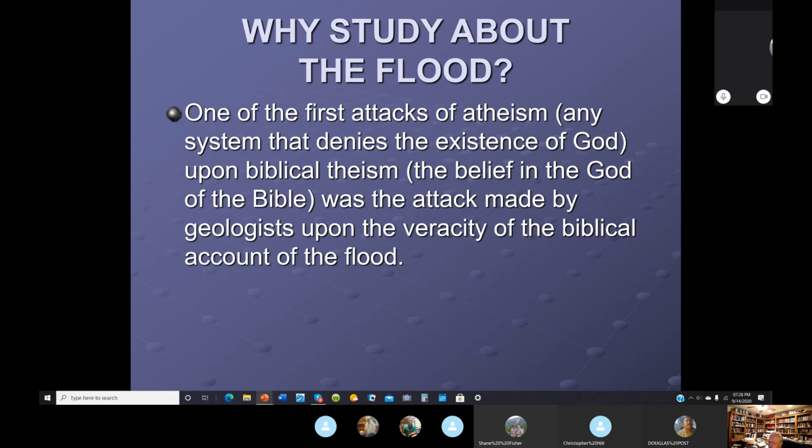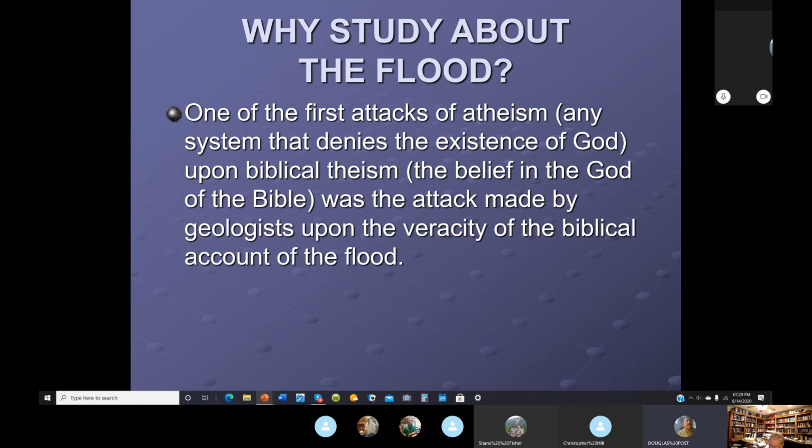So they attack the flood. Biblical theism, and that's what I'm talking about: belief in the God of the Bible. No other God exists anyhow, so we're not worried about that. But when I talk about theism, I'm talking about biblical theism, the belief in the God of the Bible.